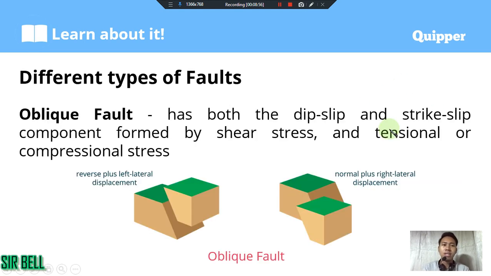And the last type of fault is the oblique fault. It has both a dip slip and strike slip component, formed by shear stress and tensional or compressional stress. And if you can see in the picture, we have reverse plus left lateral displacement, and the other one is normal plus right lateral displacement. Or it could be a mixture of different types of fault. It could be reverse and then right lateral, or it could be reverse and then left lateral. It could be of the two.